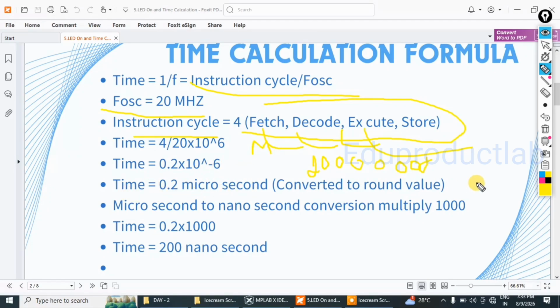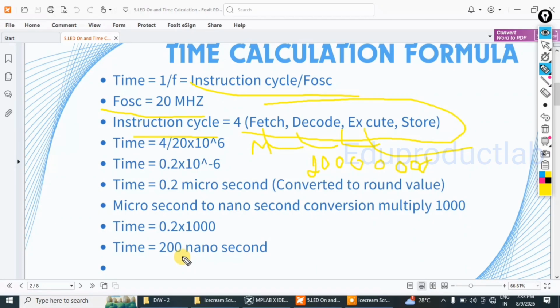Converting to a round value: microsecond to nanosecond conversion, multiply by 1000. Time equals 0.2 into 1000, which is 200 nanoseconds. So with a 20 MHz crystal, one instruction cycle takes 0.2 microseconds, or 200 nanoseconds. The PIC executes approximately 5 million instructions every second.